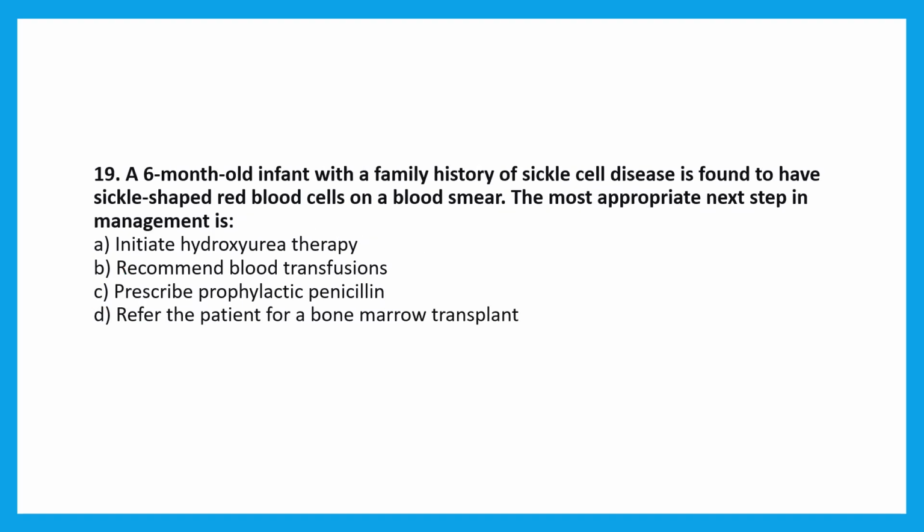A 6-month-old infant with a family history of sickle cell disease is found to have sickle-shaped red blood cells on a blood smear. The most appropriate next step in management is what? Look at this 6-month-old infant. This is identical to a question that we did. It has a history of sickle cell disease and is found to have sickle-shaped red blood cells on blood smear. What's the most appropriate step in management?